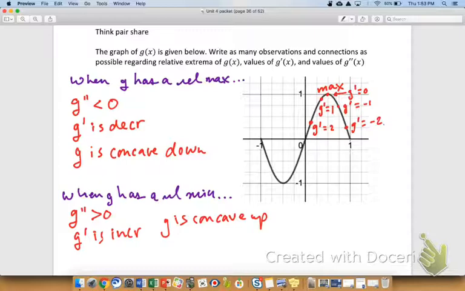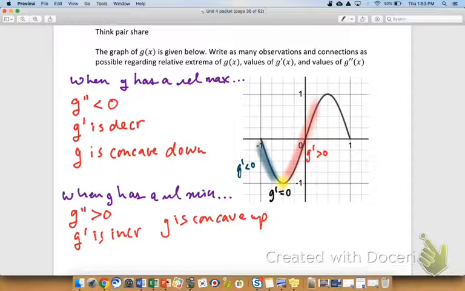Let me show you what we've been doing, and then you'll get a chance to see about this new way of looking at it. Would you guys agree with me here that on this blue stretch, G prime is negative? And then on this red stretch, G prime is positive. And then right here where I'm going to highlight in yellow, would you agree with me that right there, G prime equals 0?